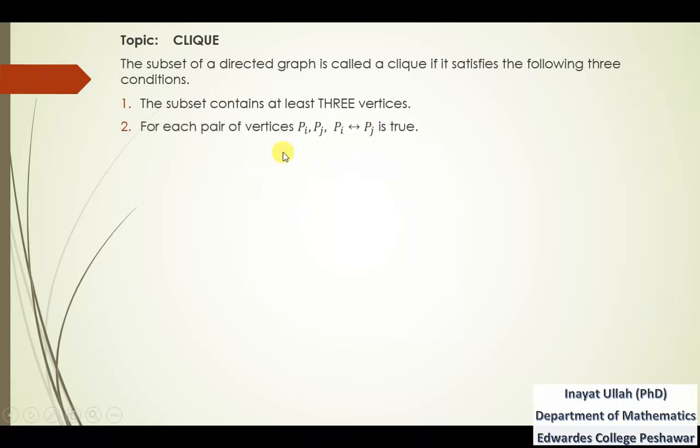The second one is, for each pair of vertices, if we take the edge, that edge must be between Pi and Pj and from Pj to Pi. So the edge from Pi to Pj and then from Pj to Pi is true for each pair, for every pair.